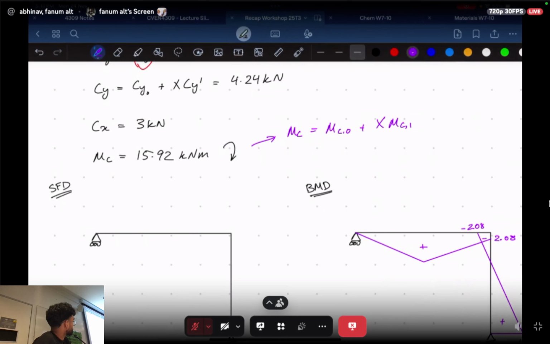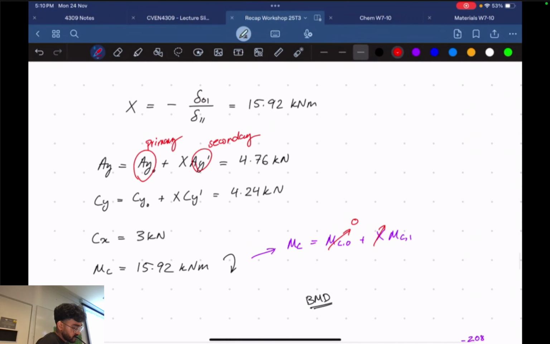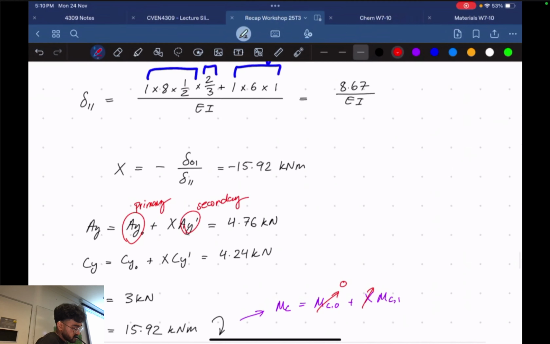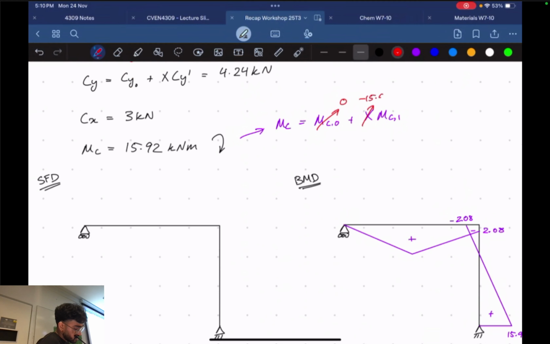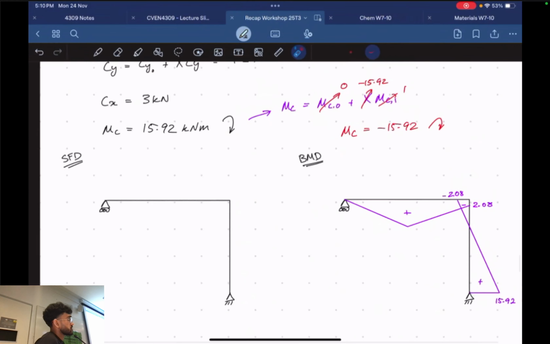Yeah, so here it is. For our primary it's going to be equal to 0. And we know that x is going to be equal to minus 15.92, and this is just equal to 1. So your MC, you end up getting minus 15.92. Because we initially defined it to be anti-clockwise, it's going to become clockwise because of the negative. That's why when I graph it here, it becomes a positive, because clockwise on the bending moment is positive.